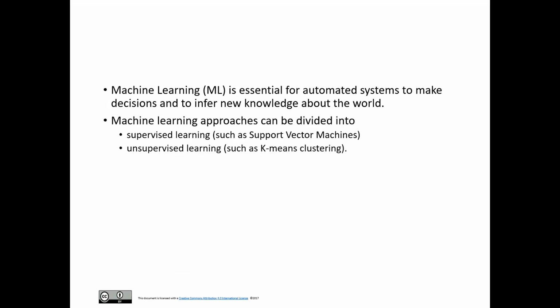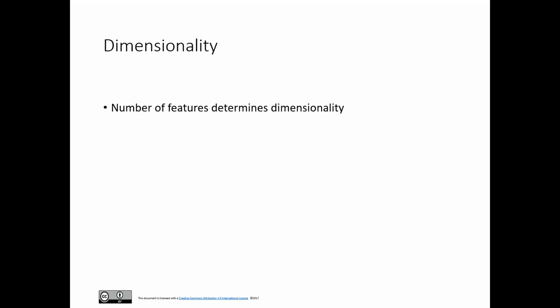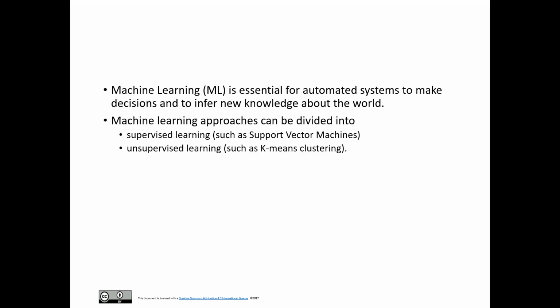So now we've talked a little bit about features and everything, samples. Now we're going to talk a little bit about the machine learning algorithms themselves. So just, again, it's just an introduction of what's to come. So machine learning is essential for automated systems to make decisions and to infer new knowledge about the world.